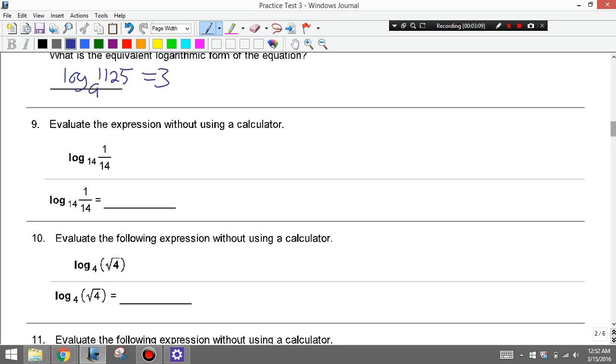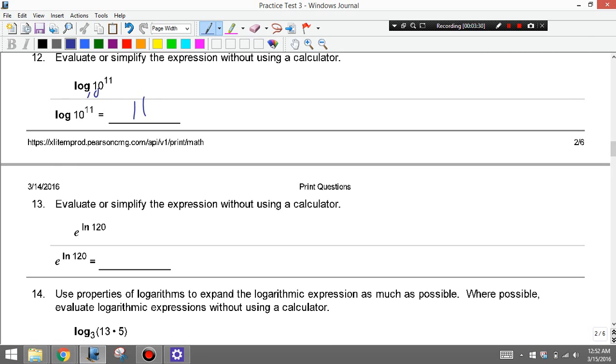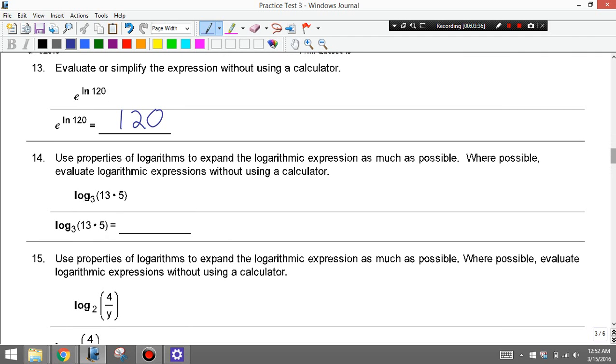This here is -1. The square root is the 1/2 power. Log base 5 of 5 is 1. Log base 10 of 10 to the 11th is 11. E to the natural log of 120 is 120 because they're inverses. So again, it's like they cancel.